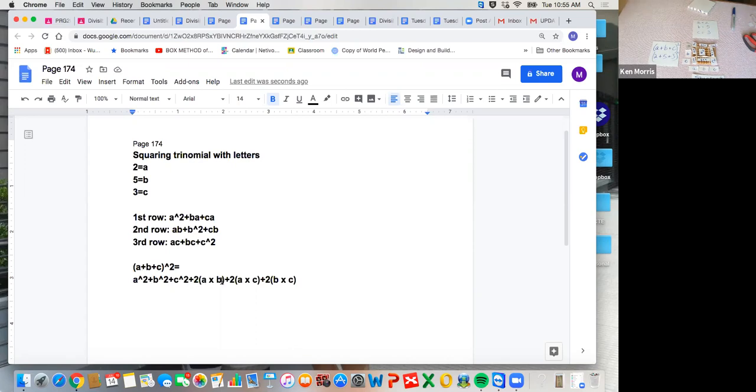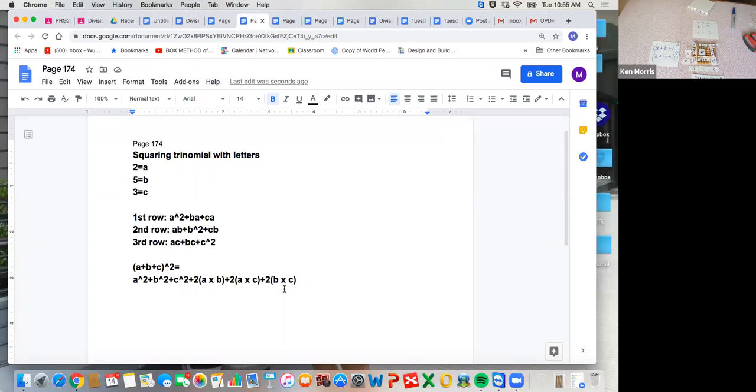Okay, then I have my two AB rectangles, which come from, one is here, BA, and one is here, AB. 2AB plus my next set of rectangles are AC and CA. There's CA, there's AC, we have two of them, 2AC plus 2 times BC. So here's CB and here's BC. 9 terms, and I have 9 terms, so I know I've covered everything. So this turns out to be my new rule for squaring a trinomial.